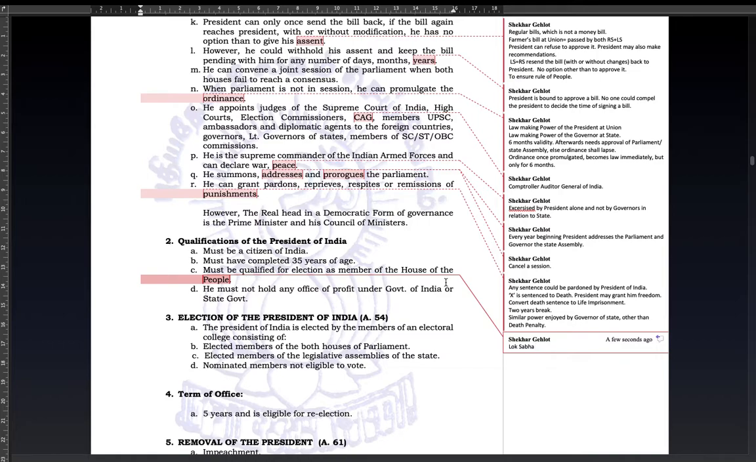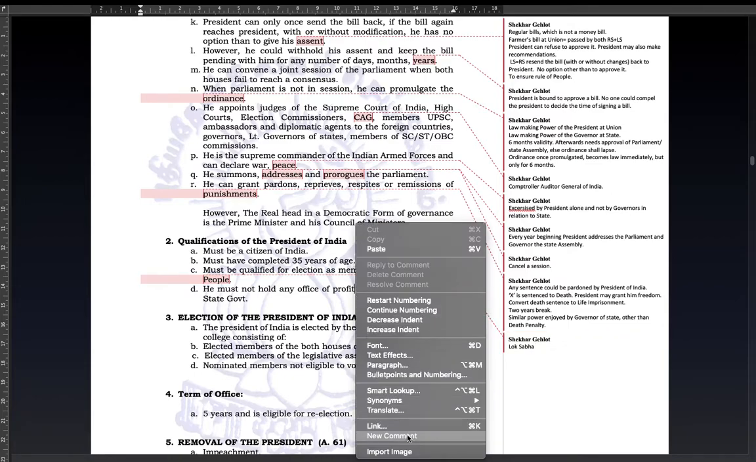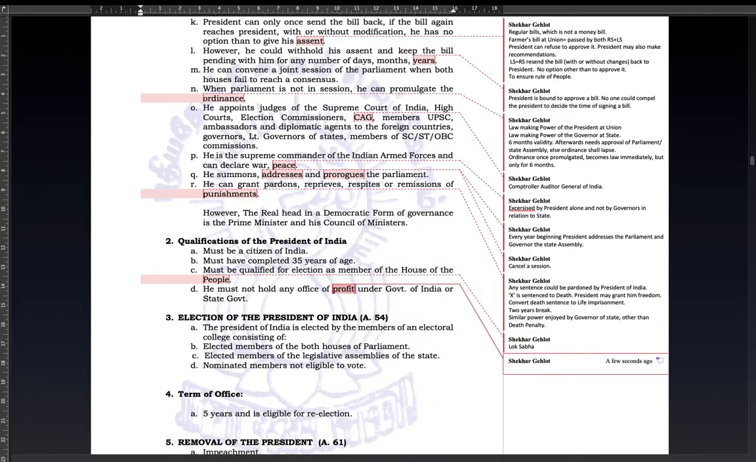If he is a member of any house, he'll have to resign if he wants to become a president of India. He must not hold any office of profit under Government of India or state government. Office of profit simply means he should not be under the services of state or union.